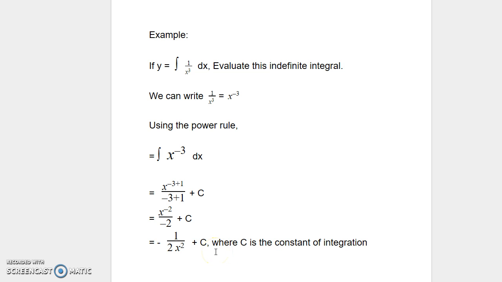So this is how we use the power rule to solve simple example problems. In my next video presentation, we will be solving problems using more rules of integration.